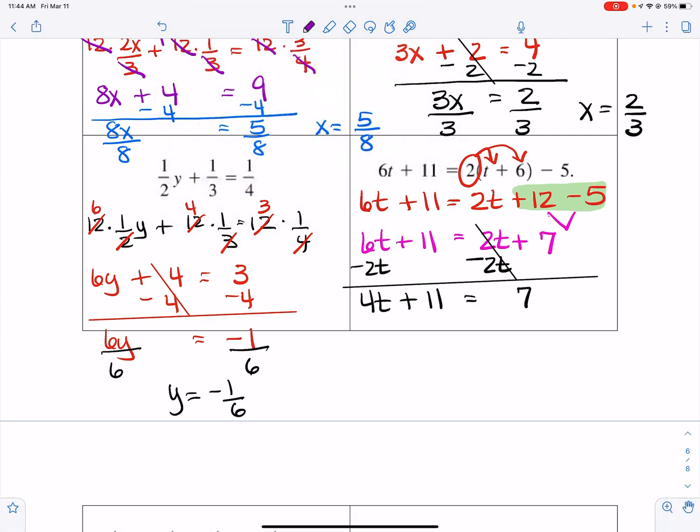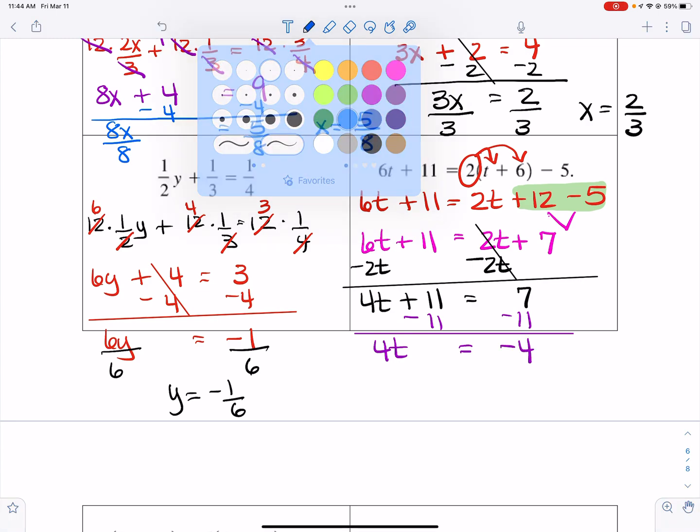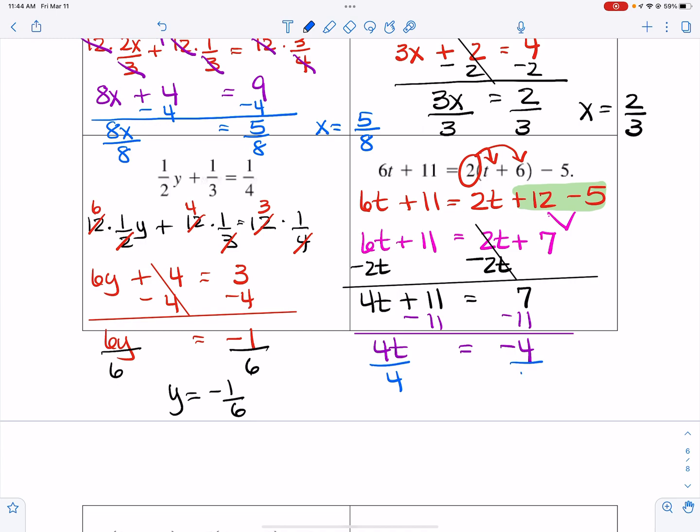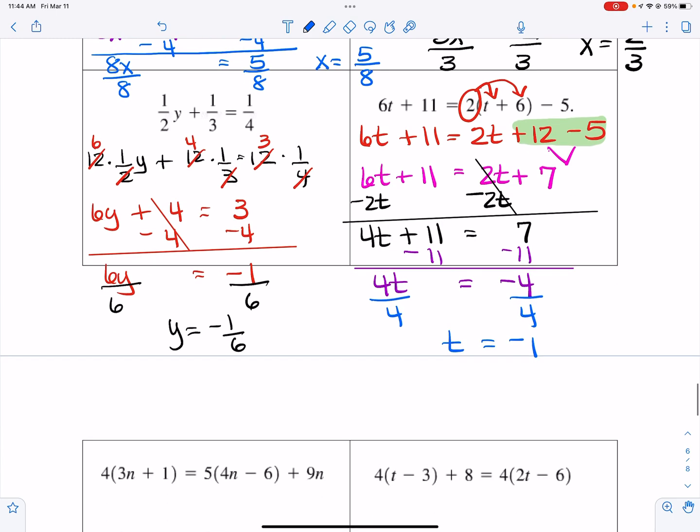And now I have that two-step equation where I subtract 11, and I get 4t is equal to negative 4, and then I will divide by 4, and so t is equal to negative 1.